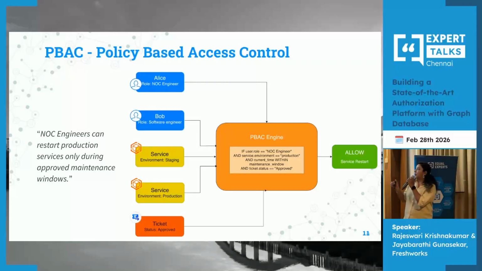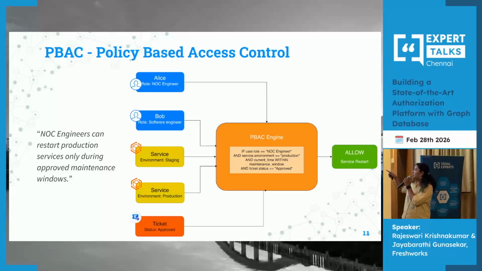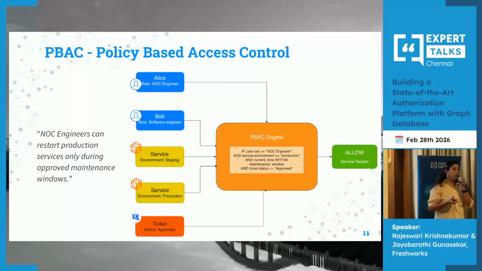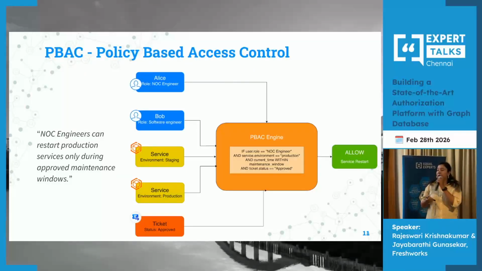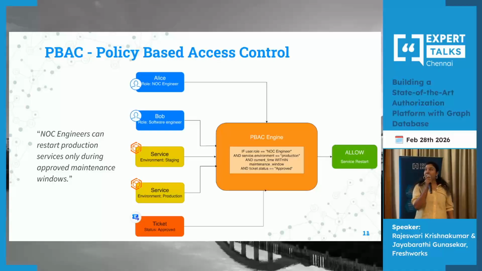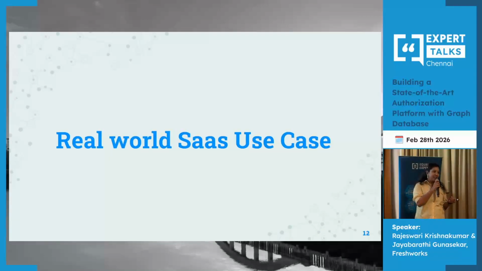So here, it's not just taking the attributes from the entities, but it is also bringing in some business logic to it. The current time being within the maintenance window is the business logic coming in here. So this is again one of the very effective authorization approaches. But again, there will be some issues, where it will be difficult to trace back how this person got access and everything. So there are advantages and disadvantages in all of these. That's what I was trying to say.